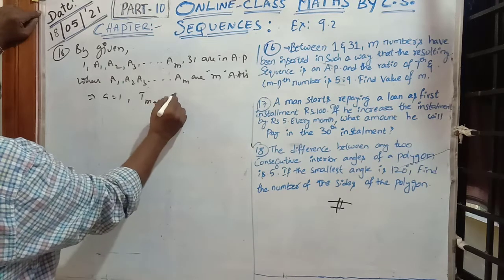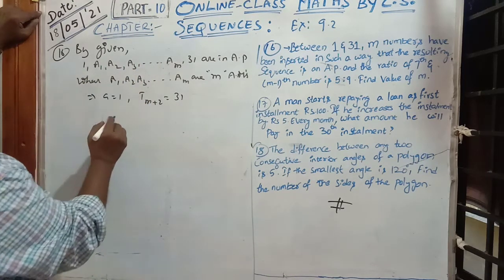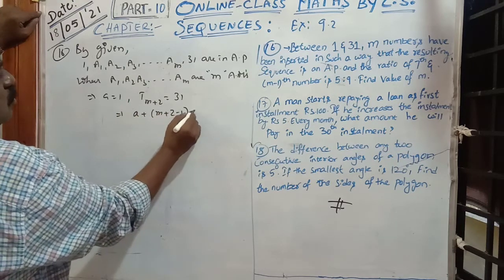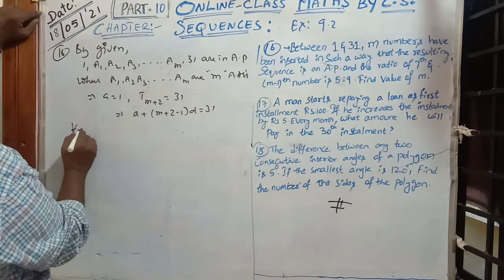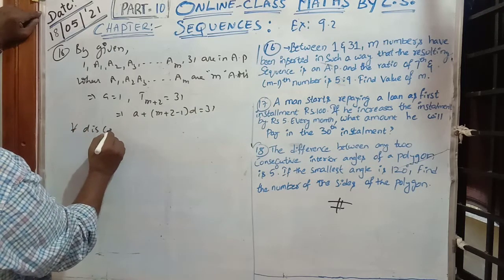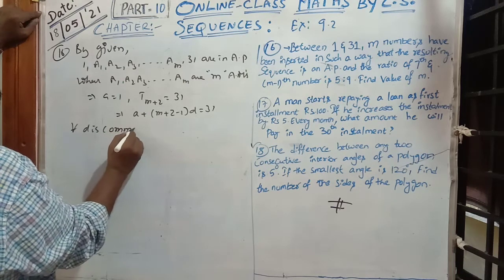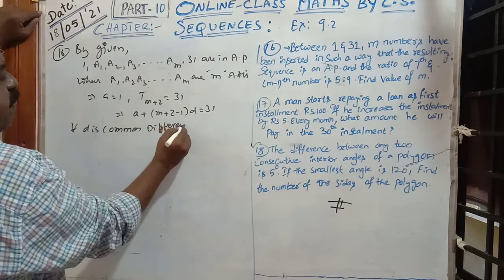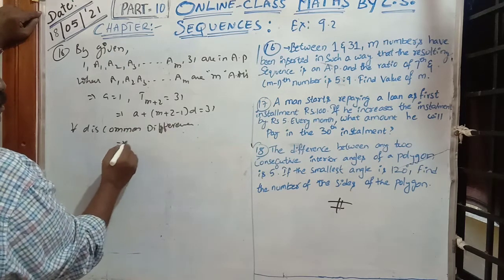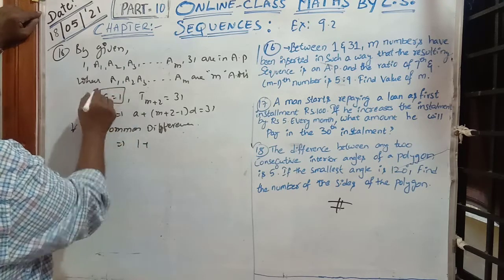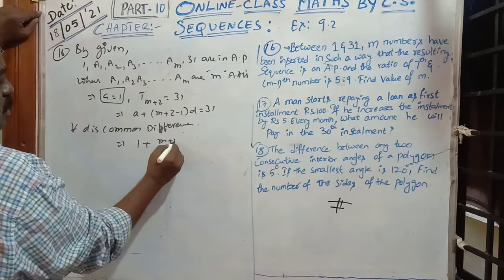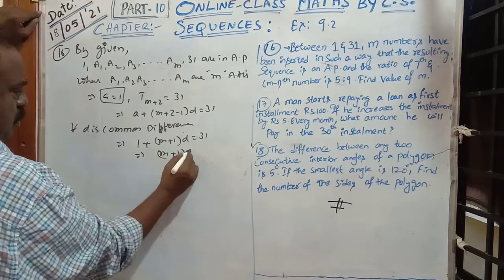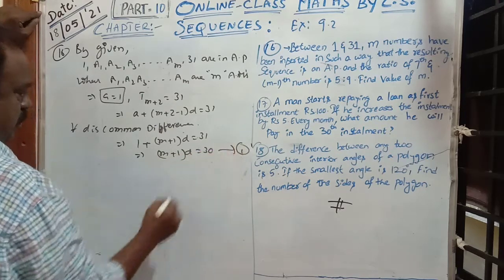T(m+2) is equal to 31. Is it correct? That implies A plus (m plus 2 minus 1) into d is equal to 31, where d is the common difference. Okay? That implies A is equal to 1, already we know it, 1 plus (m plus 1) into d is equal to 31. That implies (m plus 1)d is equal to 30. So it is equation 1.